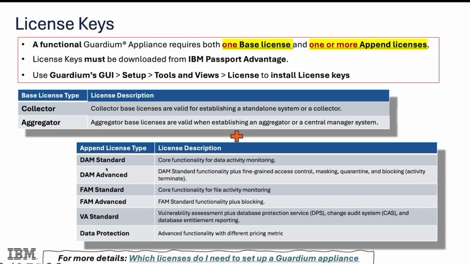Append licenses have at least 6 types. You may refer to the tag note at the bottom to get more details about each license type. You must apply one or more append licenses based on your business requirements. I want to highlight that in the central managed environment, licenses need to be installed on CM only. Managed units will inherit licenses from central manager after the unit registration. In a non-CM environment, licenses need to be installed on each standalone appliance.